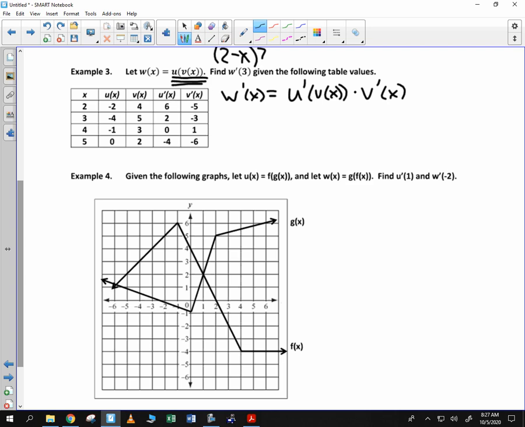Well, we're finding it at 3. So that's where I'm looking right now. V prime of 3 is negative 3 times u prime of, now we need v of 3, and v of 3 is 5. So it becomes u prime of 5 times negative 3. So now I have to look at 5, and u prime of 5 is negative 4.